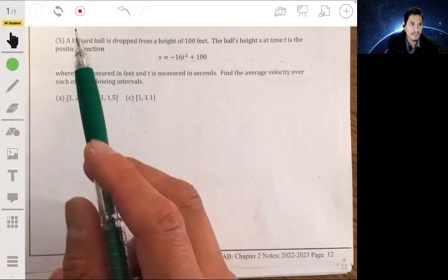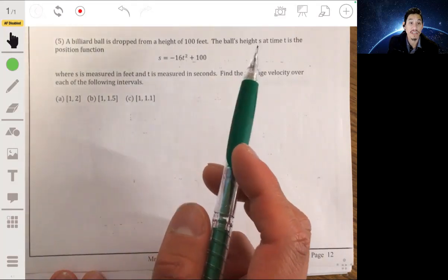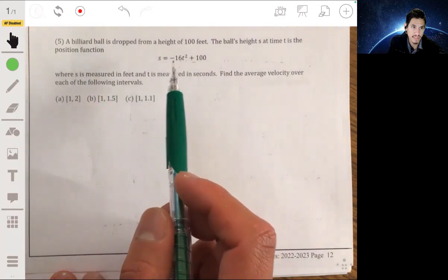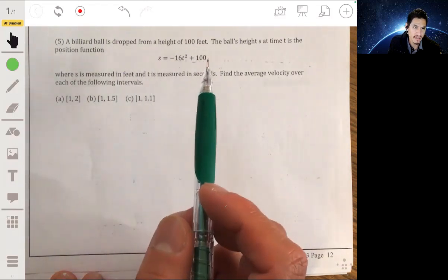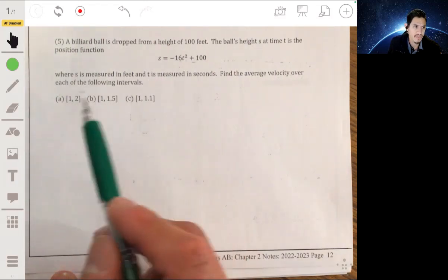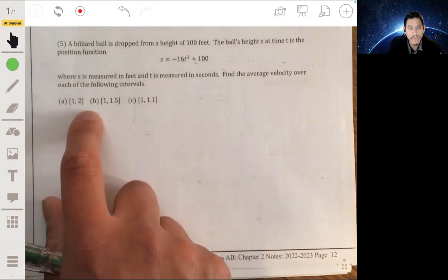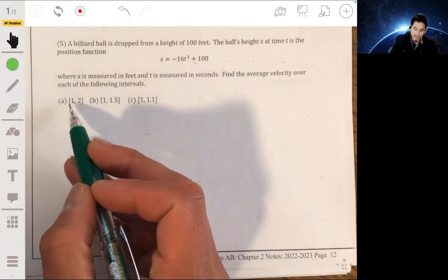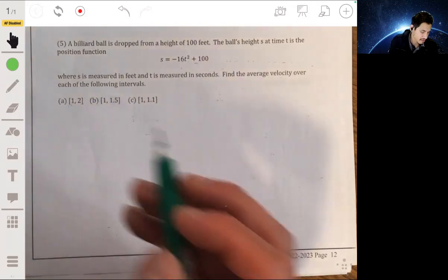So let's say we have a billiard ball dropped from a height of 100 feet, and the ball's height, which is S, at time t is given by this equation: S equals negative 16t squared plus 100. S is measured in feet and t is measured in seconds. We're going to find the average velocity over each of these time periods. First, we want to figure out how fast on average it was moving from time equals 1 second to time equals 2 seconds.